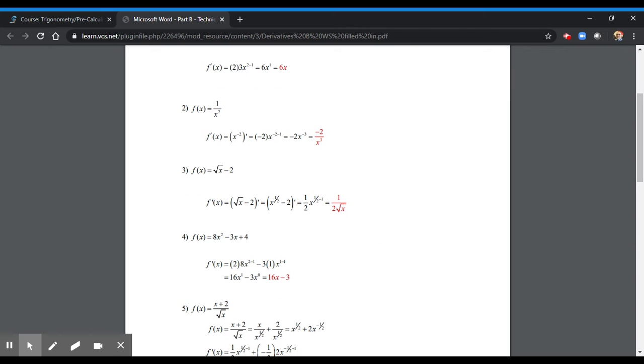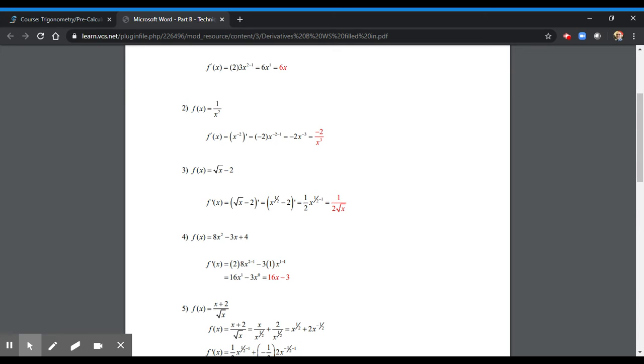Number 3, I've got the square root of x minus 2. Well, I'm going to take the derivative of that, and I'm going to write the square root of x as x to the 1/2. Pull the 1/2 down in front, subtract 1 from 1/2, and that gives me a negative 1/2. The derivative of negative 2, it's a constant, is just 0. So I've got 1/2 times x to the negative 1/2, and I could write that as 1 over 2 times the square root of x.